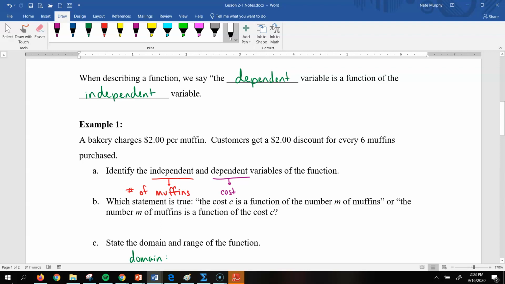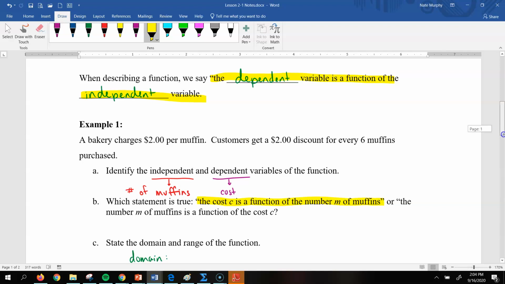And so what we want to do is phrase it, if we look back up above, we always phrase it in this form. We always say the dependent variable is a function of the independent variable. Well, the dependent variable here is the cost, and the independent variable is the number of muffins. So we would phrase this by saying the cost is a function of the number of muffins. So this would be the proper way to refer to it.